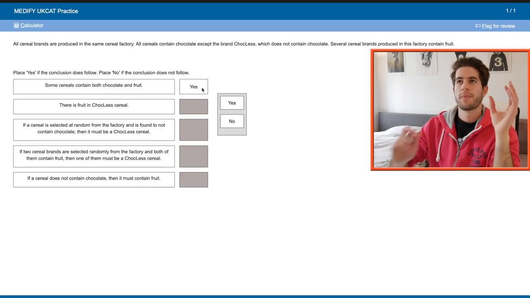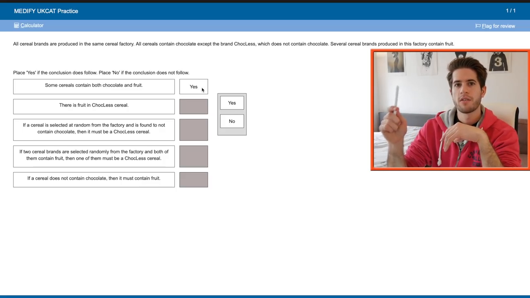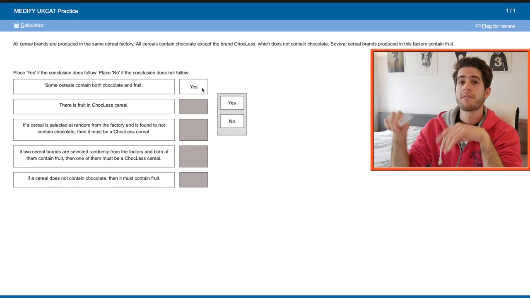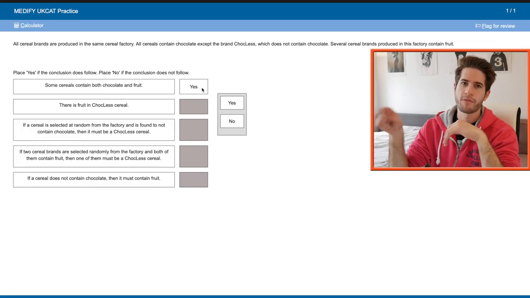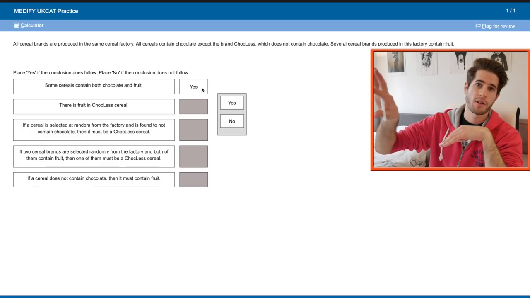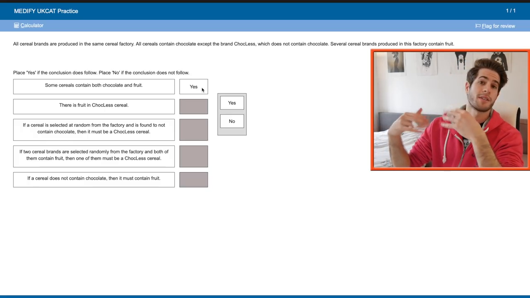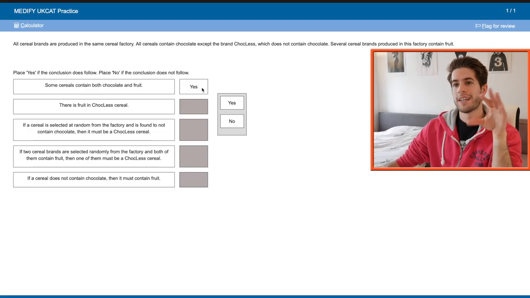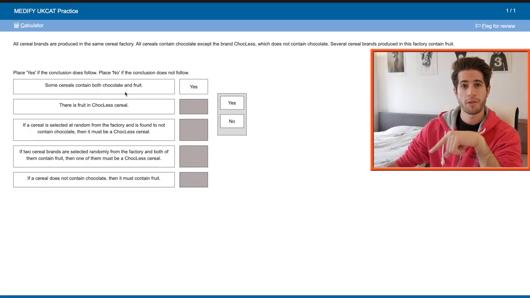Does that make sense? All cereals are made in the factory. All of the cereals made in the factory have chocolate, except for this one brand, and several brands, so more than one, have fruit. So even if that one brand that doesn't have chocolate didn't have fruit, other ones, because it says several, will have fruit. So at least one brand will have some cereals with both chocolate and fruit.